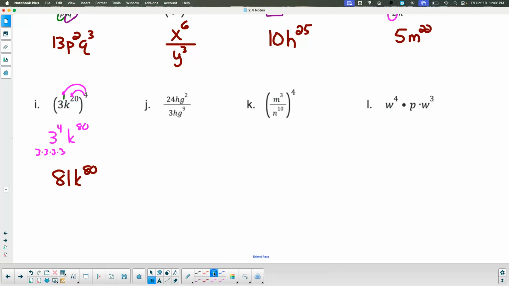In terms of letter J here, in terms of the numbers, 24 divided by 3 is 8. The h's cancel each other out because I've got one h on top and one h on the bottom, so those just cancel each other out. And the g's, there's 7 more g's on the bottom, so I would leave those 7 g's on the bottom. So it's g to the 7th on the bottom.